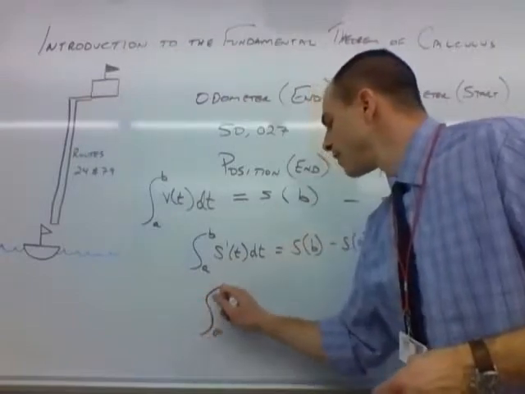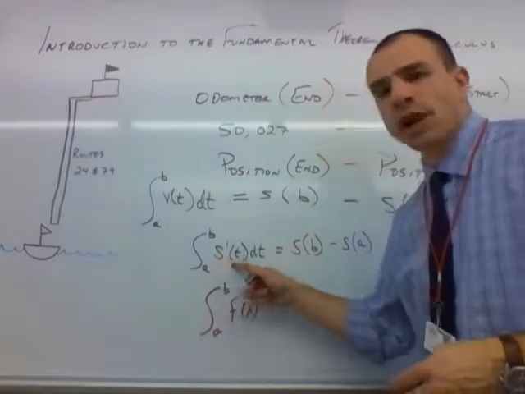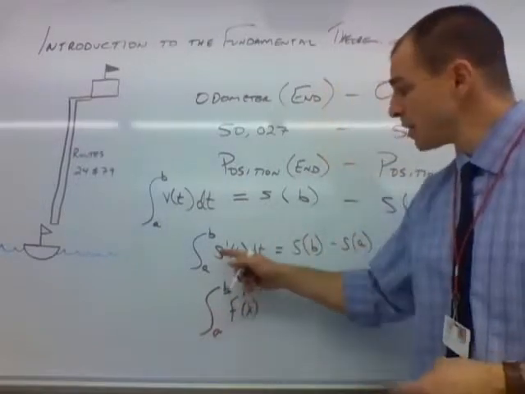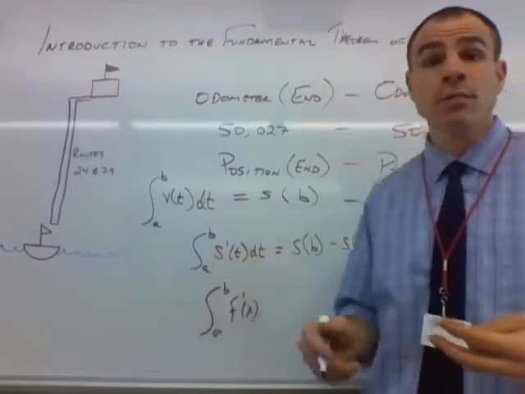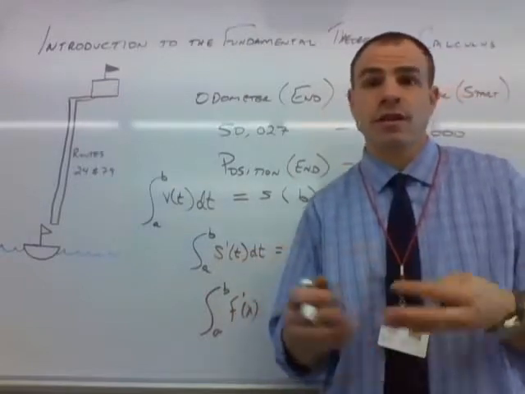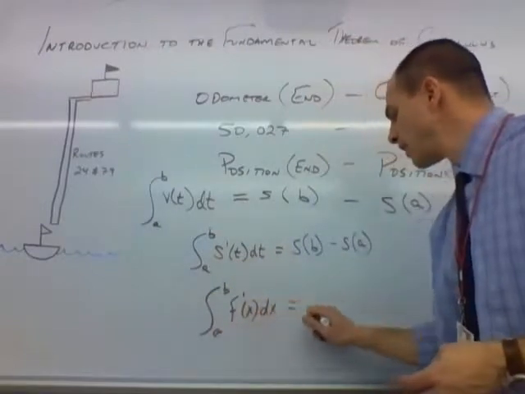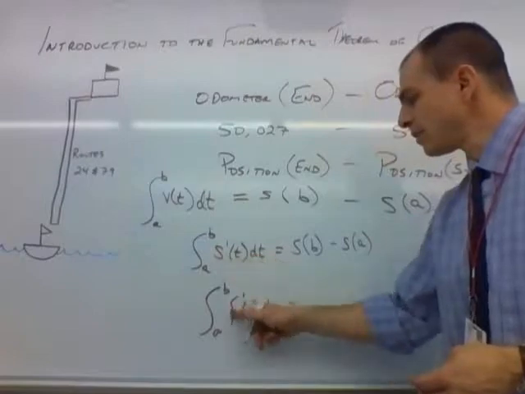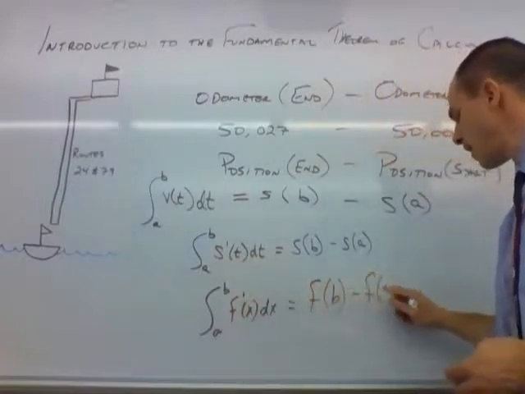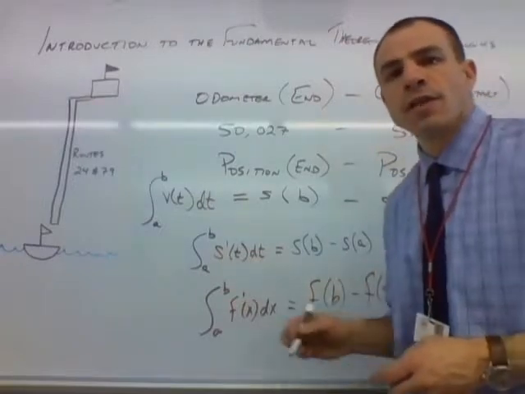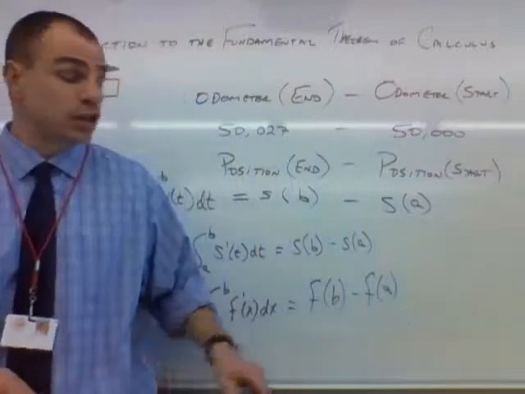So we have the integral from a to b, and this is going to be f prime of x. Instead of s prime of t, let's just go with what we're used to. Changing the s to f, we're keeping the prime, and changing the independent variable from time to x, because it doesn't matter. So we have f prime of x dx, and that's equal to, again, s is f, so this is f of b minus f of a. Now this right here is known as our fundamental theorem of calculus, and it's a huge part of the course.